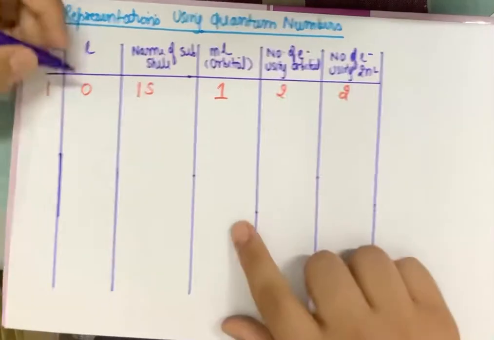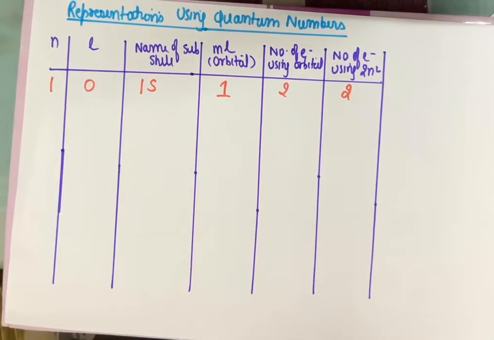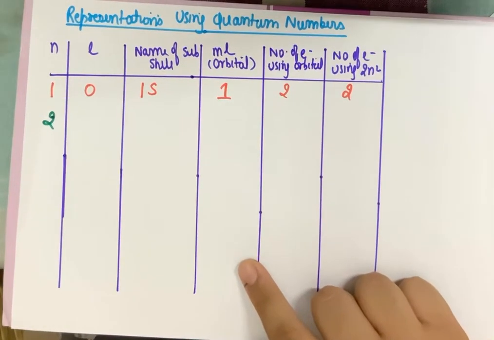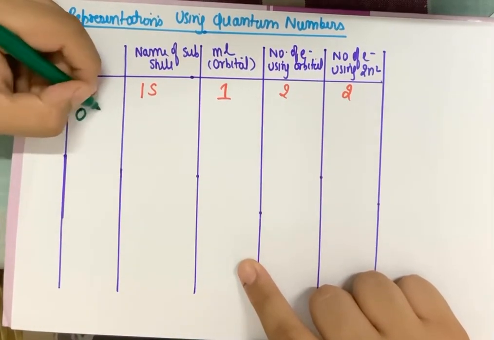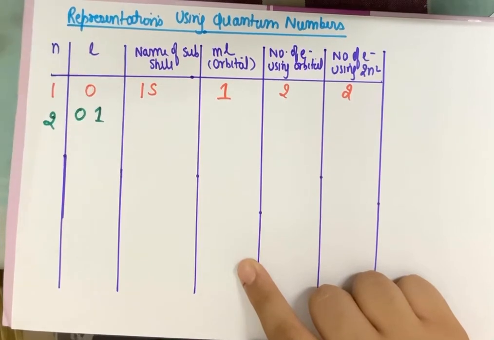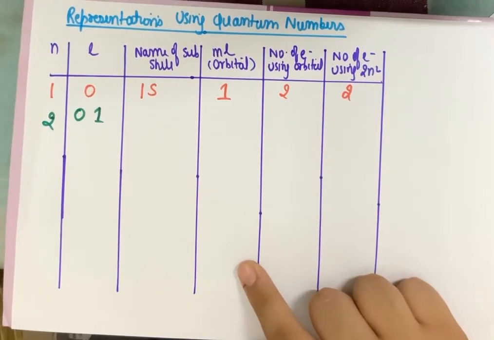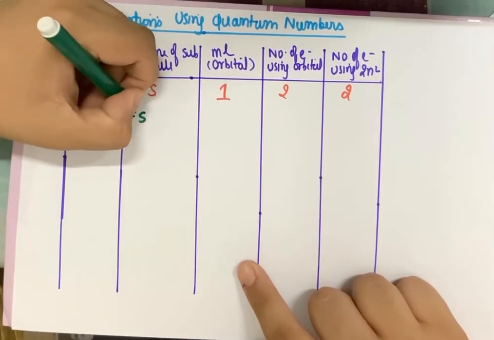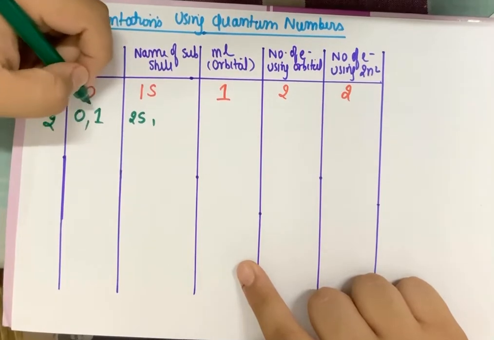The next one is n is equal to 2. When n is 2, what values of L will come? 0 and 1. 2 values are possible, from 0 to n minus 1. Now what can the name of the subshell become? If it is 0, S will come, 2S, and if it is 1, 1 is for P.